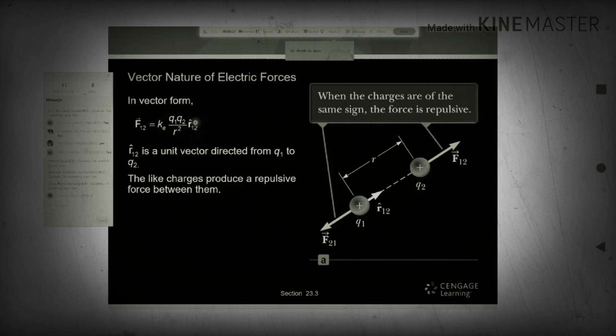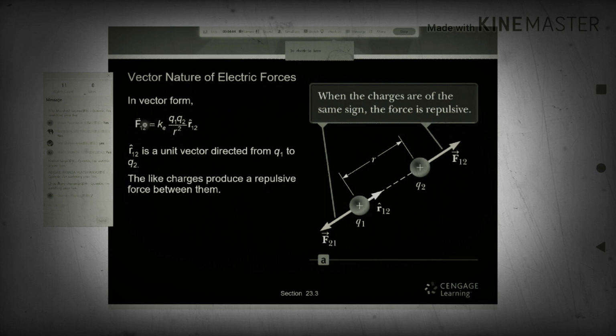Now, pay attention to this. What's this r hat 1, 2? R hat 1, 2 is a unit vector from Q1 points to Q2. From Q1 points at Q2. So this is a unit vector. So I have a vector F12 equals to this one.